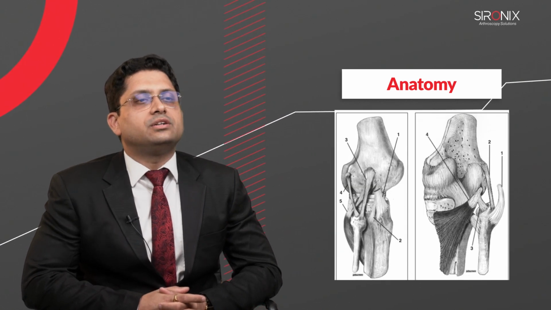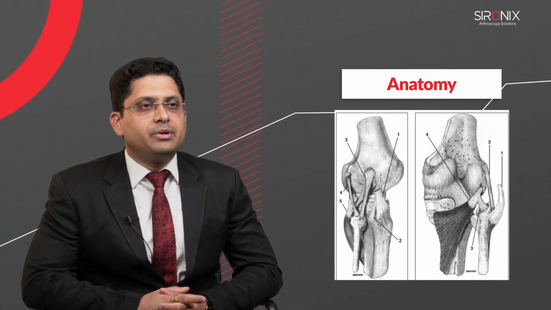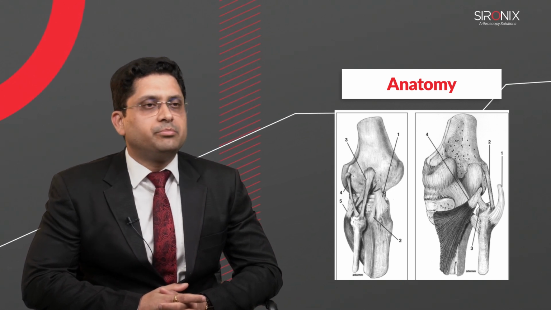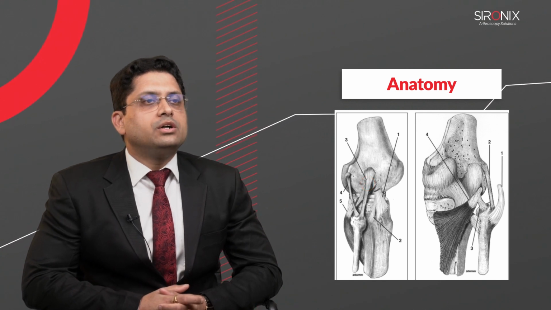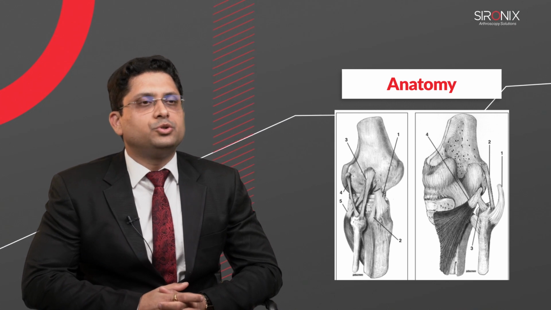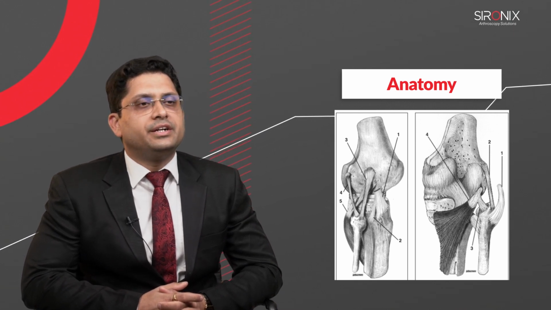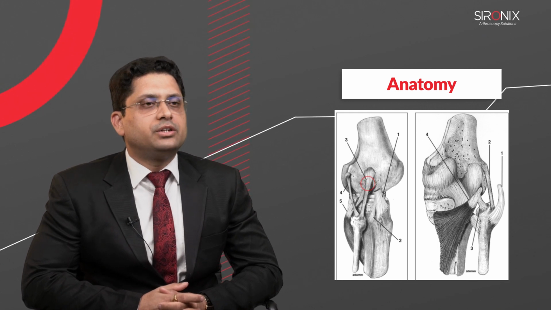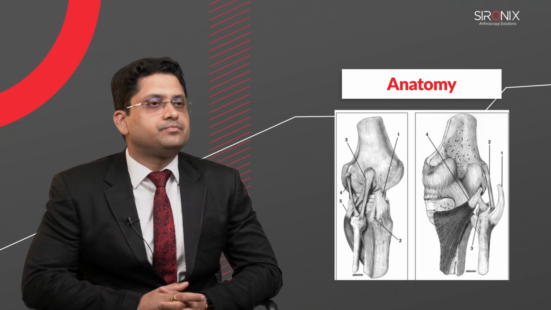The posterolateral corner has static stabilizers and dynamic stabilizers. The static stabilizers, amongst them, the most important is the lateral collateral ligament. The lateral collateral ligament originates just posterior and superior to the lateral epicondyle, and it inserts 8 mm posterior to the anterior border of the fibula on its head.